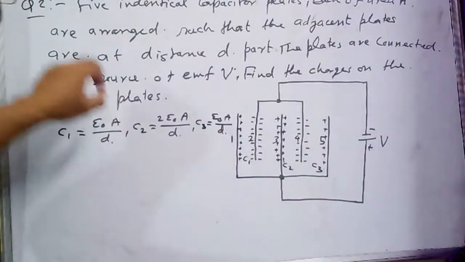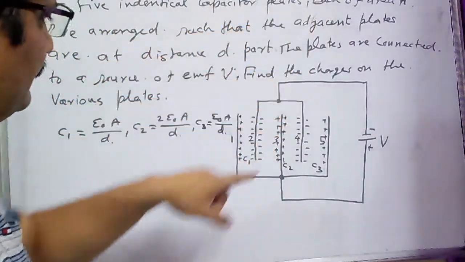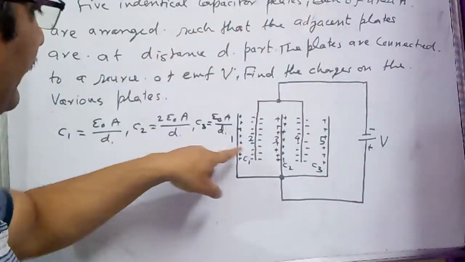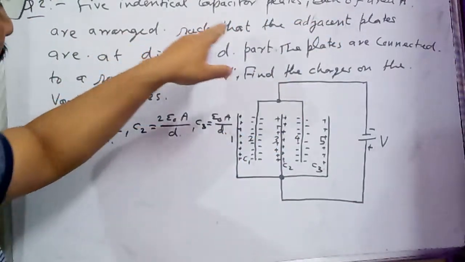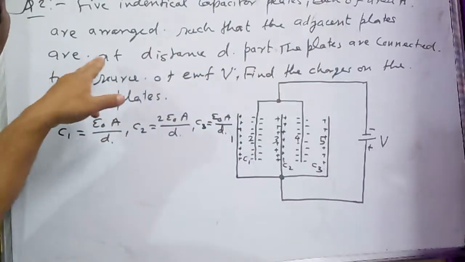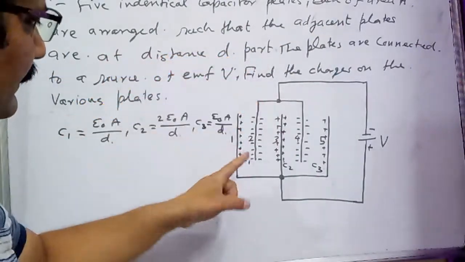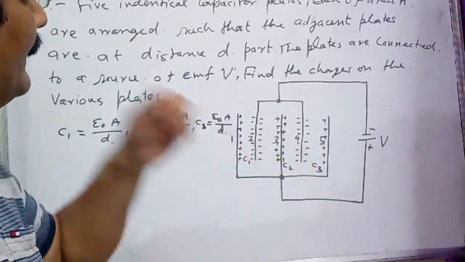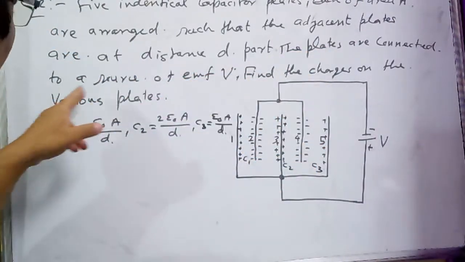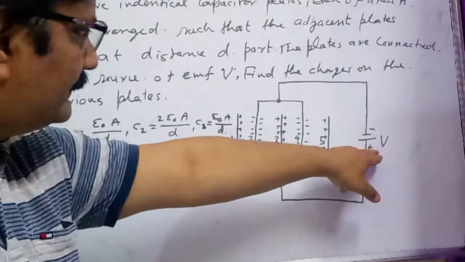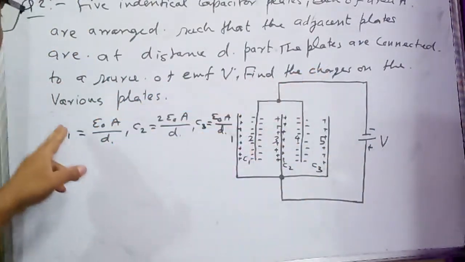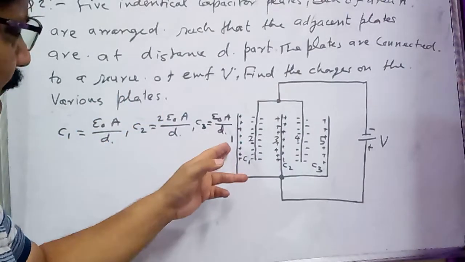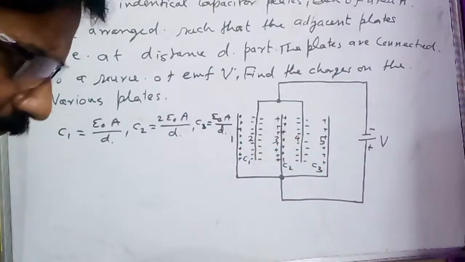See, in this question, 5 identical capacitor plates, 1, 2, 3, 4, 5, each of area A, are arranged such that the adjacent plates are at distance d apart. Distance between each plate is d. The plates are connected to a source of EMF V. This is the source. Find the charge on various plates. You have to find what is going to be the charge on plate 1, 2, 3, 4, 5.